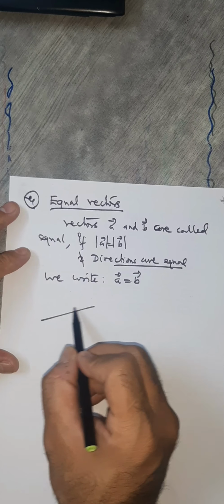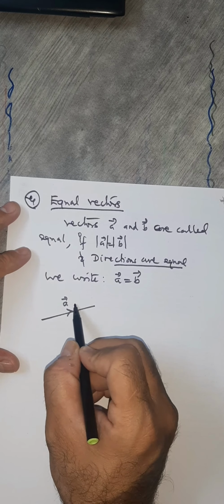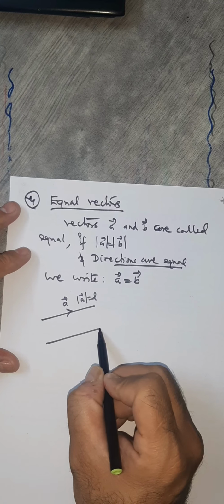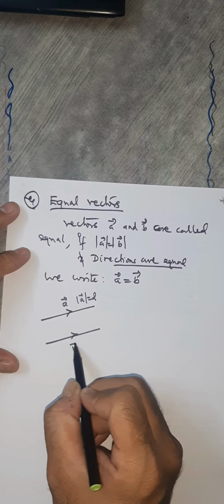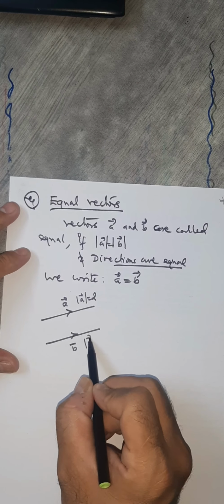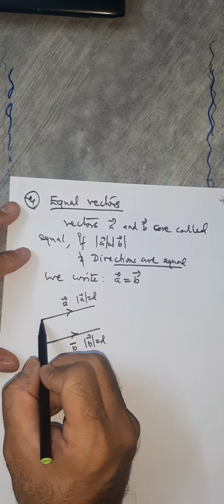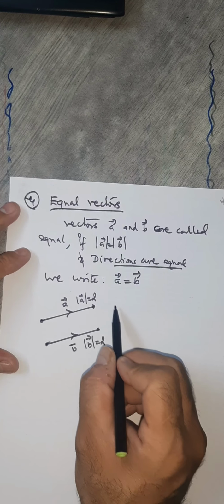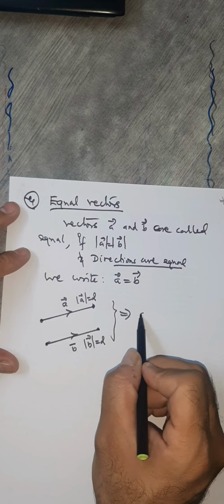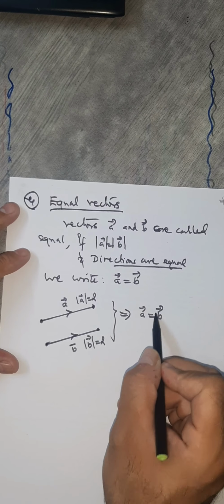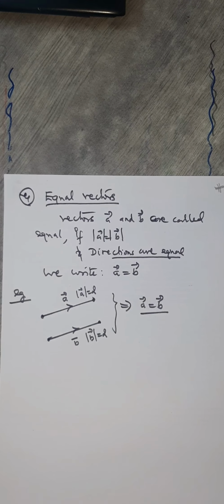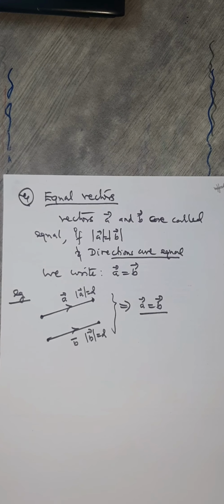If I have one vector like this in this direction with magnitude equals to, let's take 2. I have one more vector of the same length, vector B, in the same direction. You can see magnitude of this one is also 2. These two vectors, so here their magnitude and directions are equal. So we say that the vector A equals to vector B. This is one simple example. Fine.